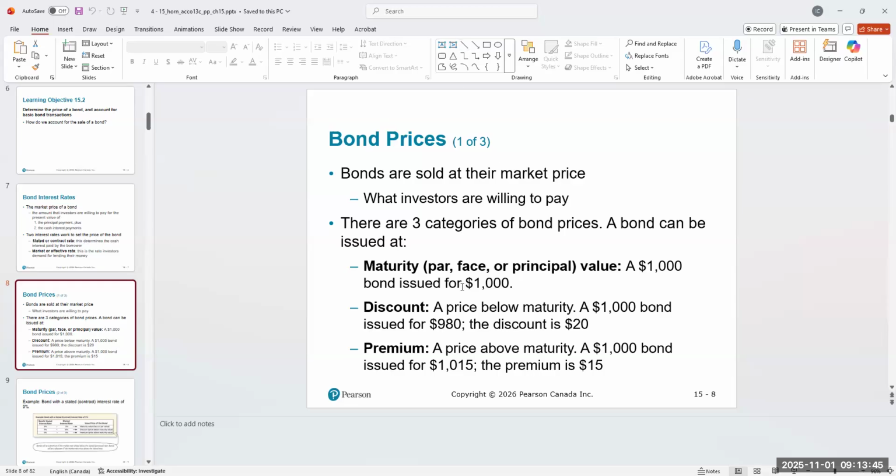The other way to look at it, since some of the questions are given that way: if the bonds are issued with a face value of 1,000 and they are issued for 1,000, that means the bonds are issued at par, or at maturity value, face value, or principal value. If the bonds are issued for 980 and the face value is 1,000, that means we have a discount. And if we get more than the par value of the bonds, say $1,015, then we have a premium. That's how simply you can think of the bonds.